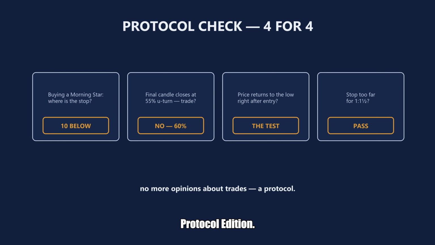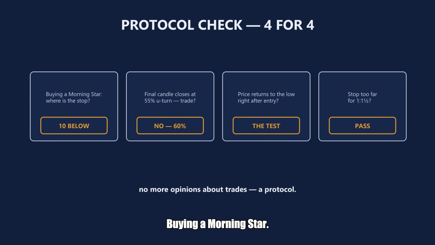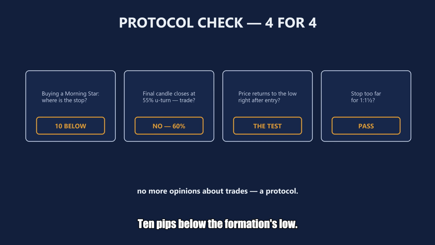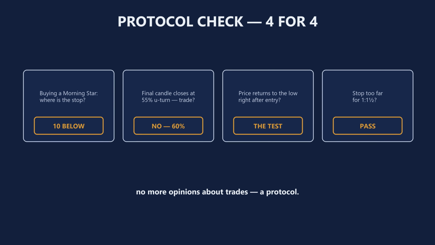Checkpoint, Protocol Edition. Buying a morning star. Where does the stop go? 10 pips below the formation's low. Selling an evening star whose final candle closed at 55% U-turn. Do you take it? No, 60 or nothing. Price comes back and touches your bullish formation's low right after entry. Panic or patience? Patience. That's the test, and it happens more than half the time.